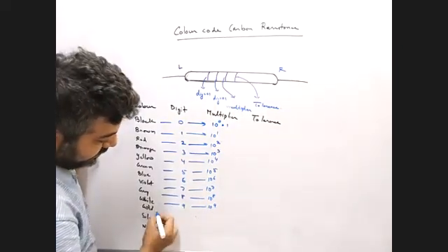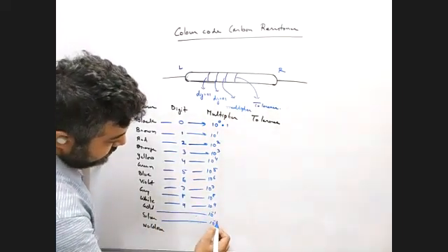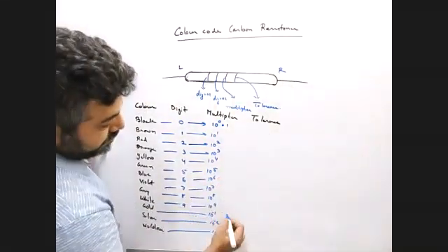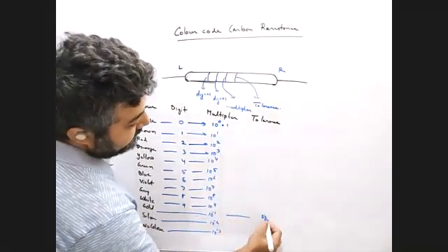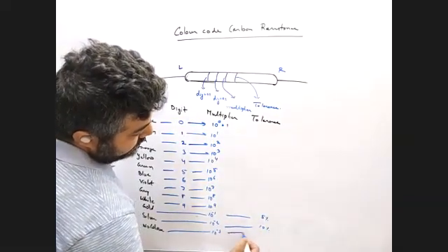Then for gold, 10 to the power minus 1, then 10 to the power minus 2, 10 to the power minus 3. Now, tolerance: gold means 5%, silver means 10%, no color means 20%.